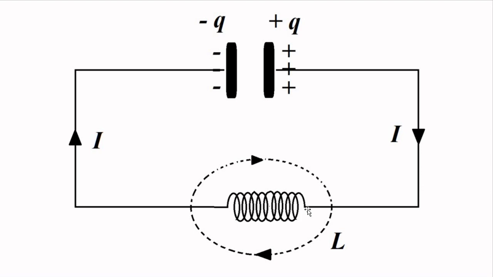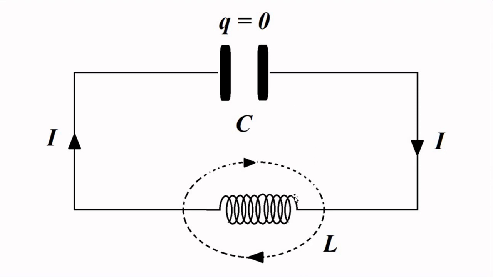So again the same process happens: energy from the electrostatic field starts decreasing and in the magnetic field starts increasing. Electrostatic energy decreases, magnetic energy increases, and again the capacitor loses its charge, it becomes zero. Again the energy of the inductor becomes maximum.